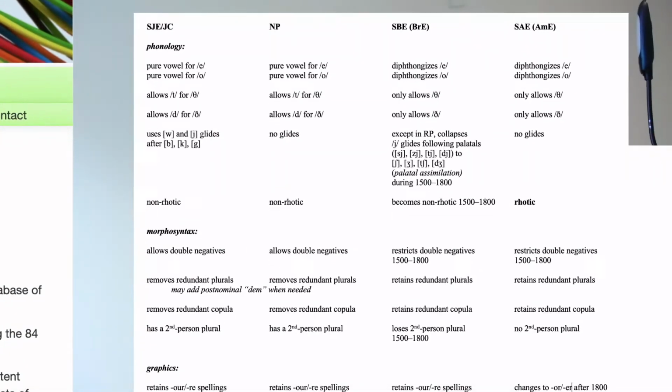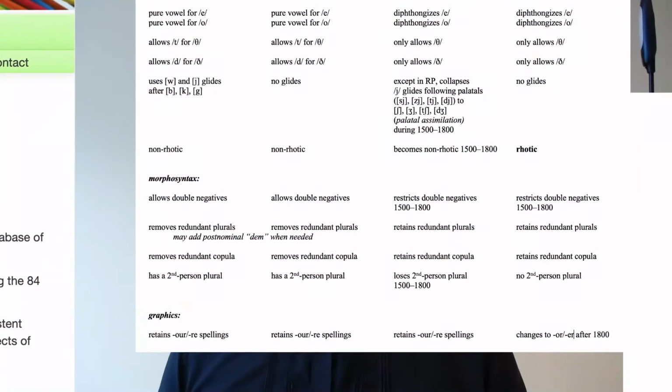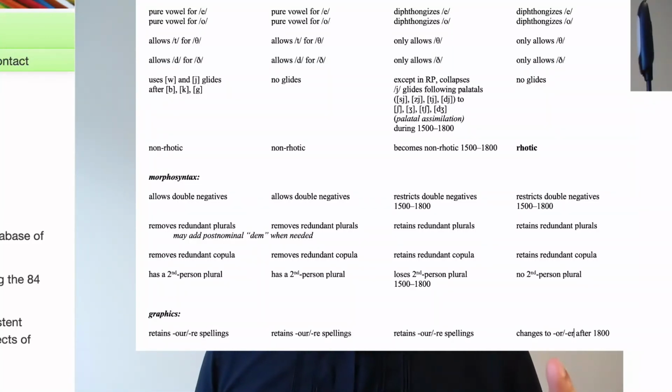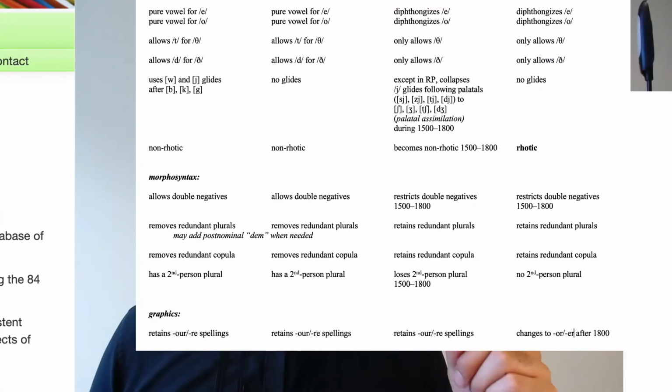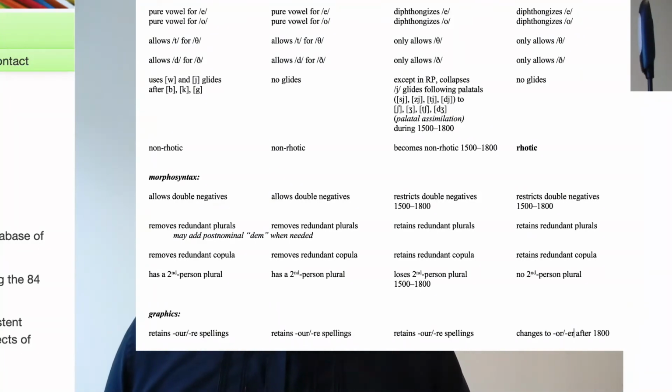We see here in the chart I provided you a number of ways that SBE and SAE are distinguishable from each other, most notably and most visibly the spelling, the graphics, where SBE has OUR and RE spellings for words like honor and center, whereas thanks to Webster, we get changes to OR and ER for honor and center and such words after 1800, right? That is the changes set in motion by his dissertations on the English language and his dictionaries.